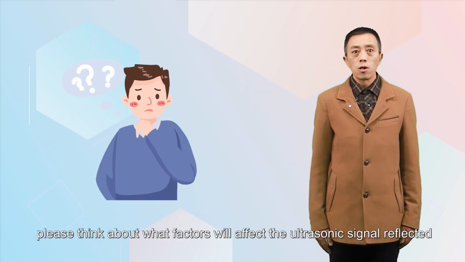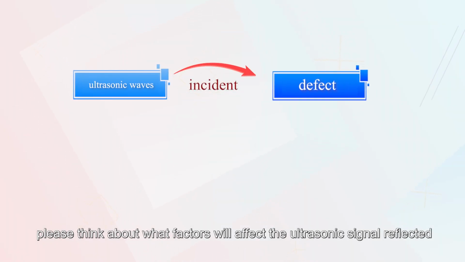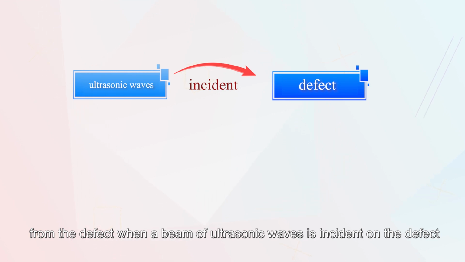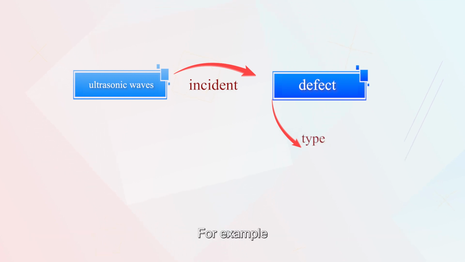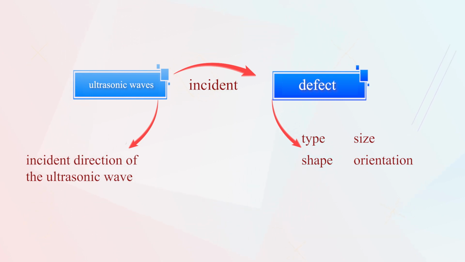Next, please think about what factors will affect the ultrasonic signal reflected from the defect when the beam of ultrasonic waves is incident on the defect. For example, the type of the defect, that is, the nature, the size of the defect, the shape of the defect, the orientation of the defect, and the incident direction of the ultrasonic wave, etc. These factors cause the intensity of the defect echo signal to change.